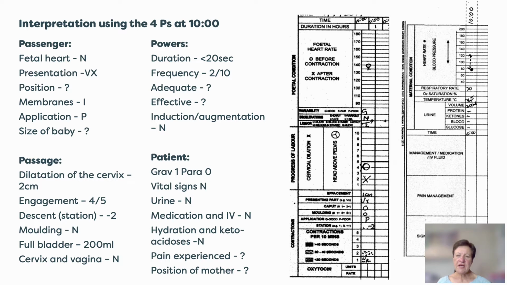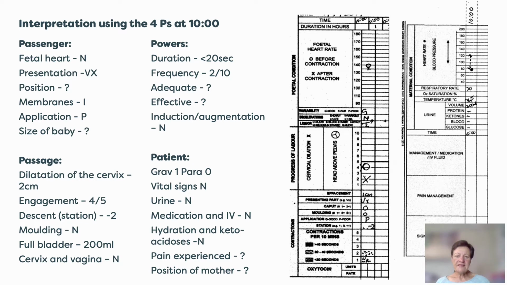So it seems as if this patient is on a CTG, because we can't determine variability without a patient on a CTG. So that's normal. Position we have talked about, membranes we've said is intact. The application is again poor, like in our previous case, because again the head is quite high above the pelvic brim. And the size of the baby, again, we don't know.